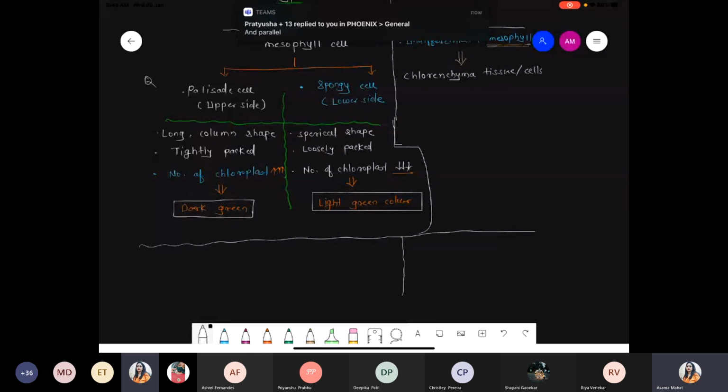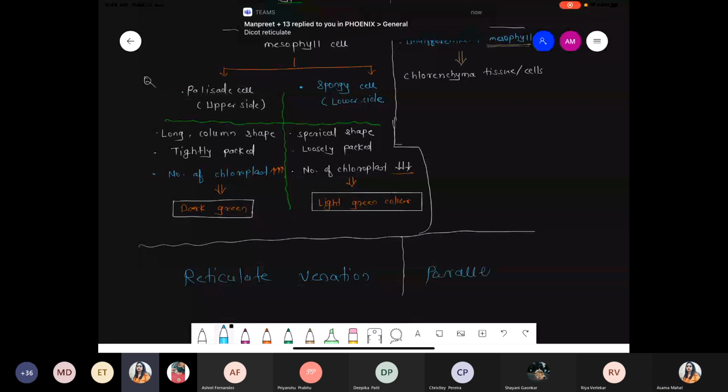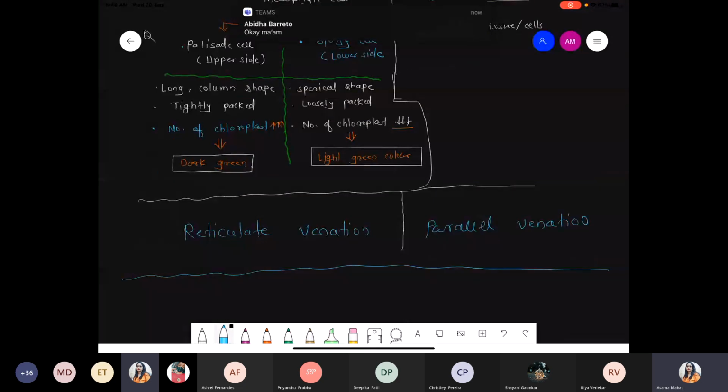Okay, chalo. Definitely, network is present, and that network is nothing but reticulate venation, present in case of the dicot, and the parallel. Yes, parallel venation with respect to monocot. That's it. So these are the simple diagrammatic representation, a simple differentiation with respect to dicot and monocot.